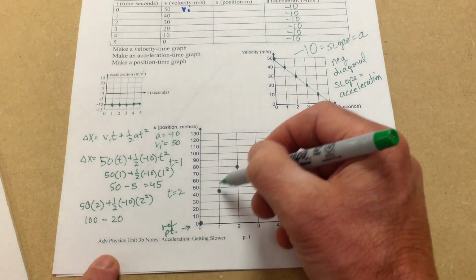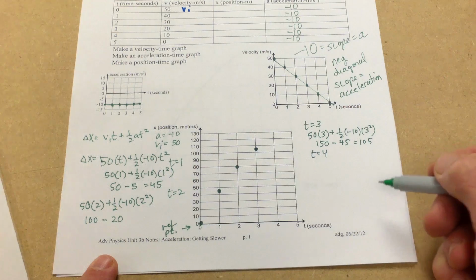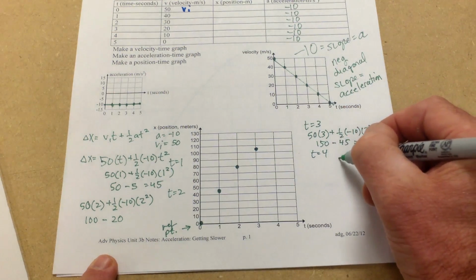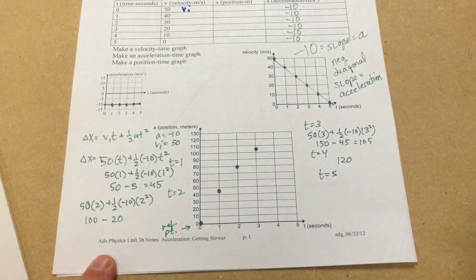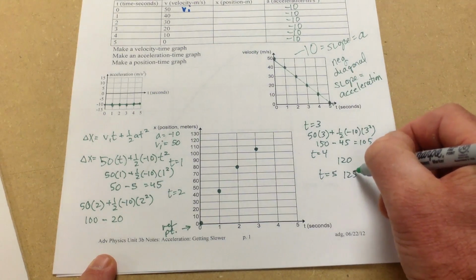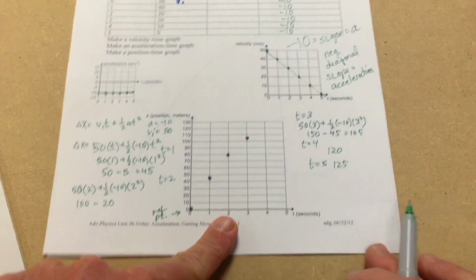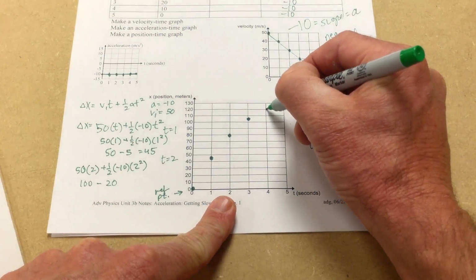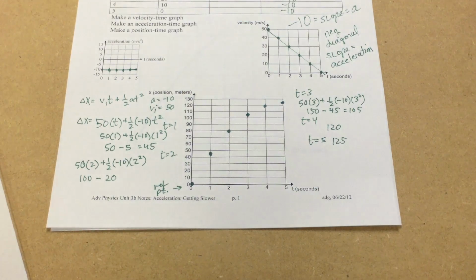Okay, you notice then we're starting to see a curvature here, right? We can do this for t equals 4, and you should get an answer of 120, and then t equals 5, you should get an answer of 125. Now, at 4 seconds then, 120, so that's going to be here, and then 125. So do you kind of see what we've got here? This again is a quadratic. It is a parabola, right?